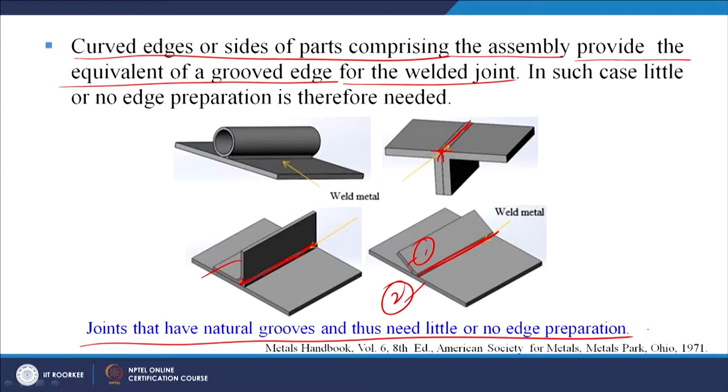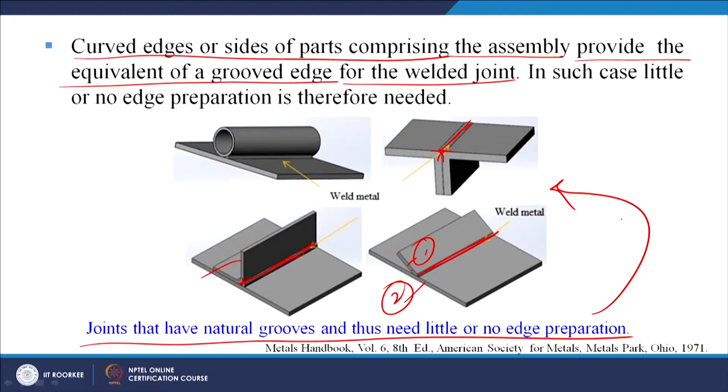So in the previous slide we have seen that we must design the joints in such a way that minimum edge preparation is required, and this is one advantage of the naturally occurring grooves or naturally designed grooves, which will provide us a direction along which we can do the welding operation, and we get the natural geometry across which we can deposit the weld bead. So the joints that have natural grooves and thus need little or no edge preparation, the examples are given here.